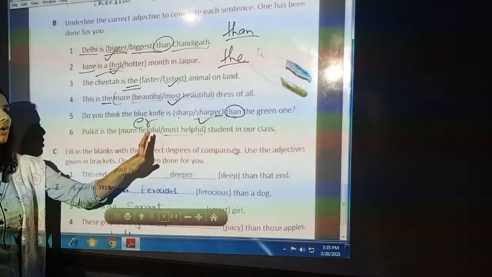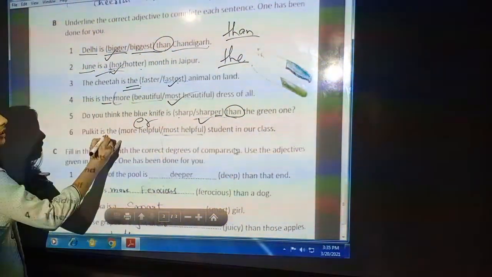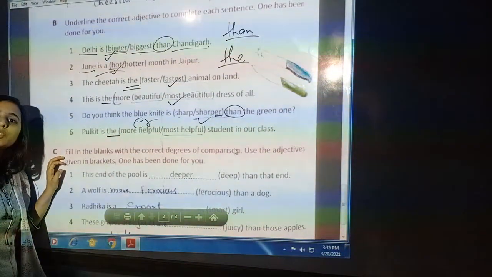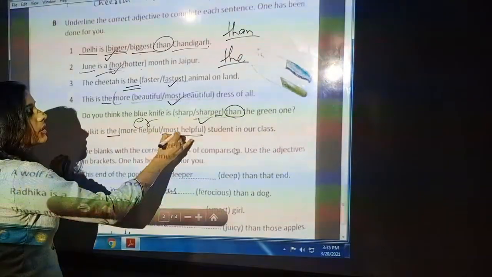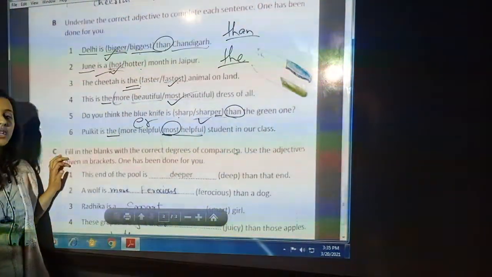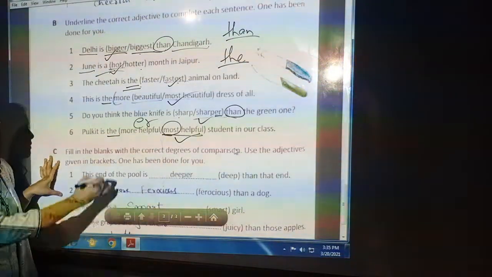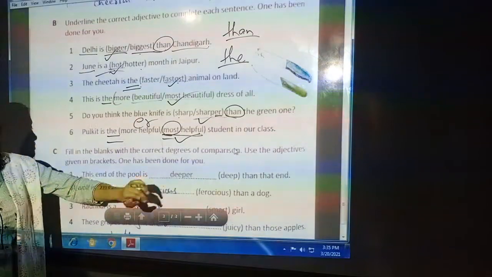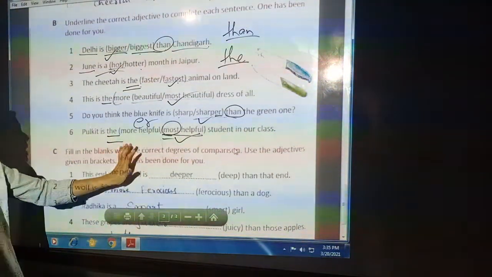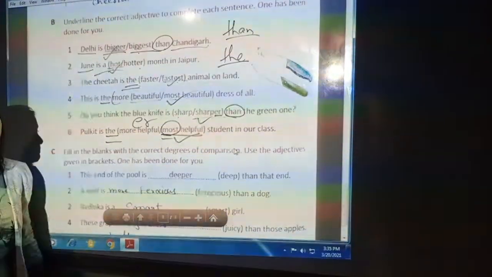Next is, Pulkit is the dash, more helpful or most helpful student in our class. "The" is used, that means superlative degree. In superlative degree, the word "most" is used. So this is the appropriate option for superlative degree. "The" and "most" both are used in superlative degree, so this is the correct option. Pulkit is the most helpful student in our class.